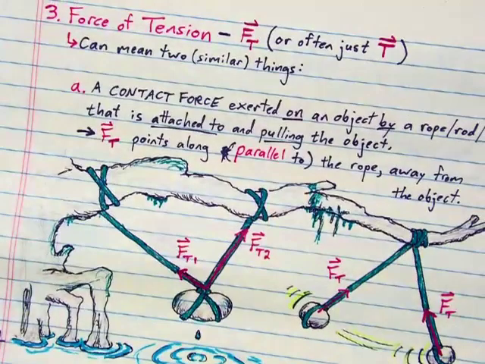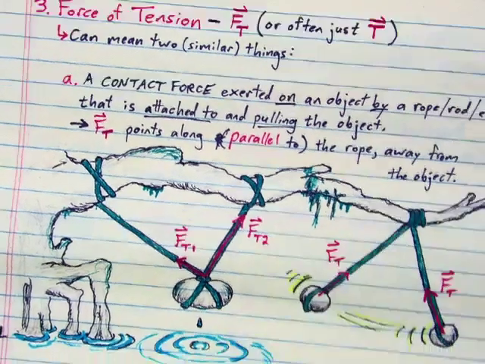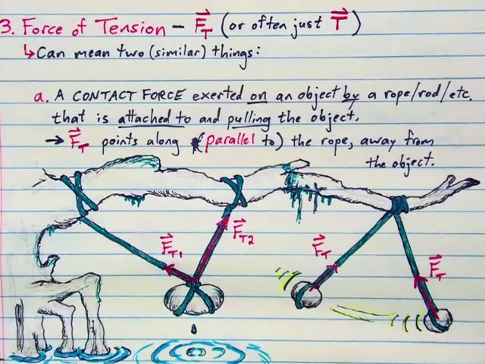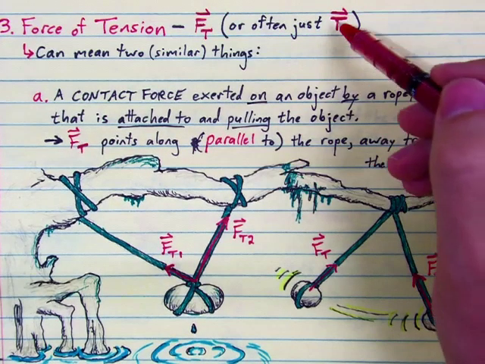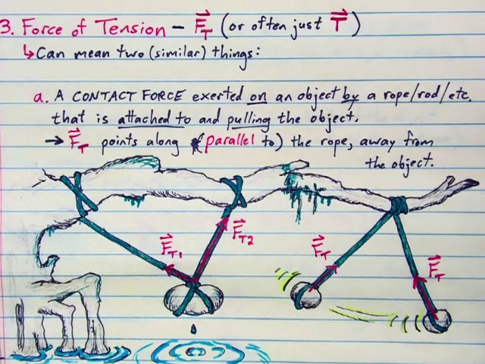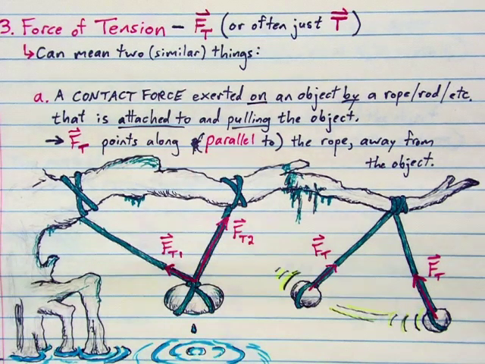Let's look at forces of tension. A force of tension we usually indicate with an F sub capital T, or sometimes just a capital T. And that term tension can mean two similar things. Tension is a concept used when modeling interactions with ropes, strings, wires, cables, chains, elastic bands, or any other such object that's used for pulling, or any solid body such as a rod or a beam that is being pulled or pulling from either end.